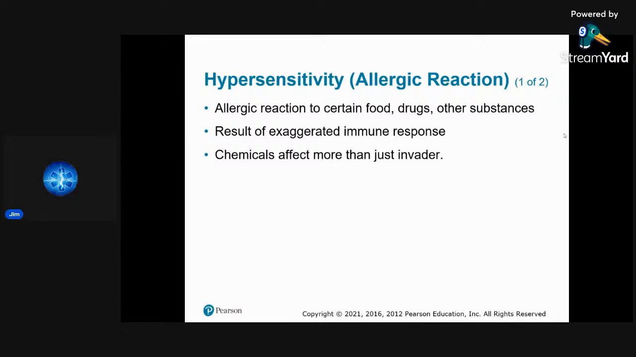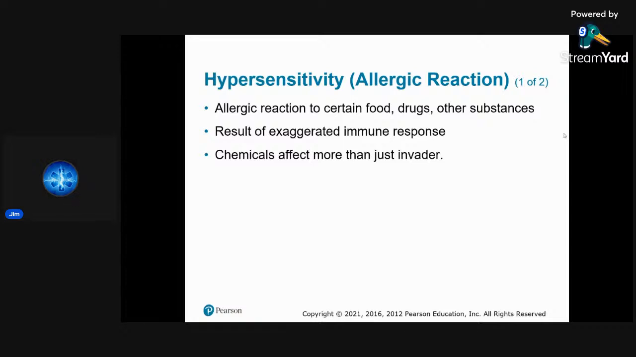Hypersensitivity, or allergic reaction, is an allergic reaction to certain foods, drugs, and other substances. For example, peanuts and soy are big food allergies. With drugs, this can be prescription drugs and illicit drugs, but we see it a lot in our world with prescription drugs like penicillin, sulfa, and morphine. These are all drugs that have high allergy rates. It results in an exaggerated immune response.